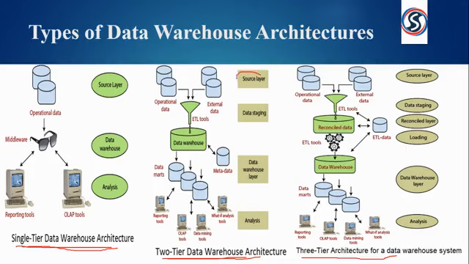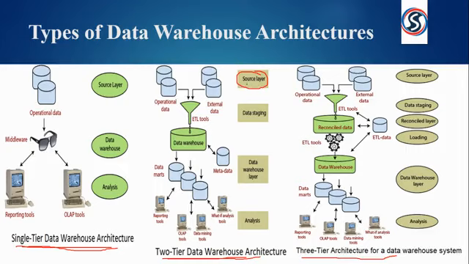So first we have the source layer in this two-tier data warehouse architecture. So what does this source layer mean? So here the data warehouse system uses a heterogeneous source of data, and this data is stored initially to the corporate relational database or legacy database, or it may come from the information system outside the corporate wall.